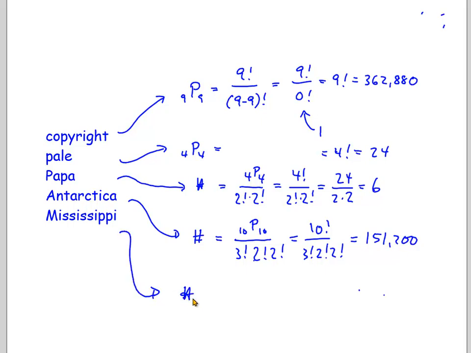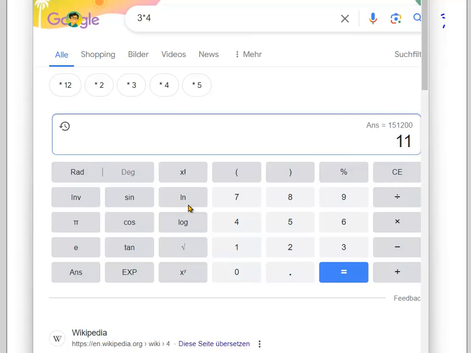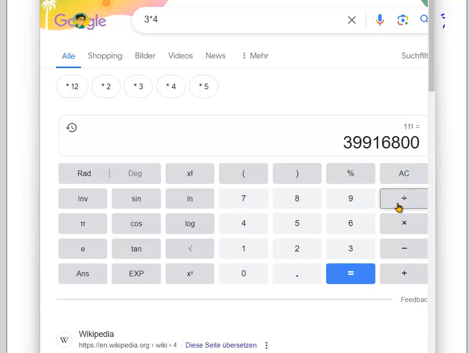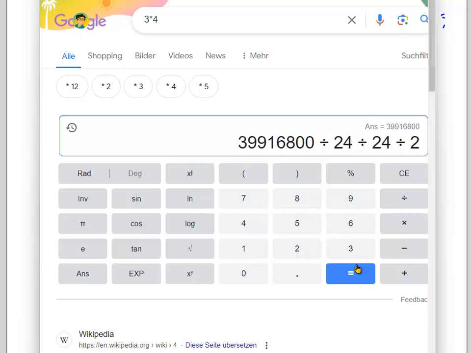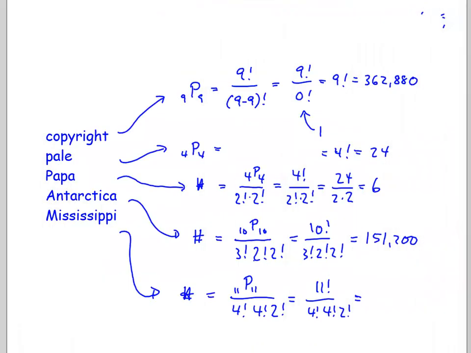And finally, Mississippi. The number here is 11 letters, so 11 permutations, and the S appears 4 times, so divide by 4 factorial. The I appears 4 times, the P appears 2 times, and there's only one M. So 11 factorial, divided by 24, divided by 24, divided by 2. 11 factorial is a pretty big number, right? I believe it's about 39 million. Dividing by 24, 24, and 2, there we go: 34,650.